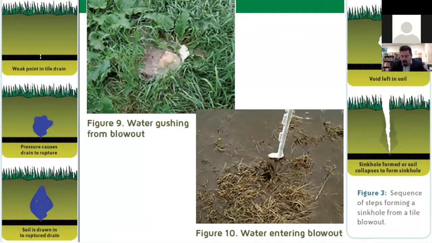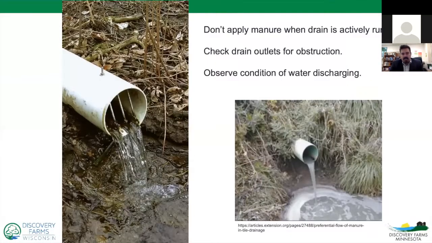So what we want to happen with manure is we want that manure, obviously, to interact with as much soil as possible, for that soil to filter out a lot of stuff, or at least let all those biological processes take place to convert the nitrogen or to remove some of the pathogens. But if it's getting right into the tile drain, then it doesn't have a chance to do that.